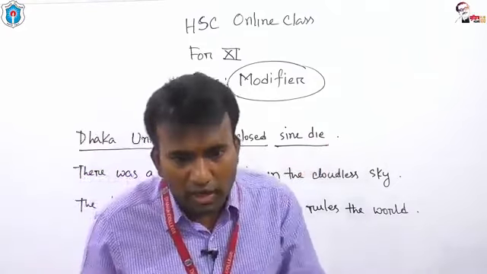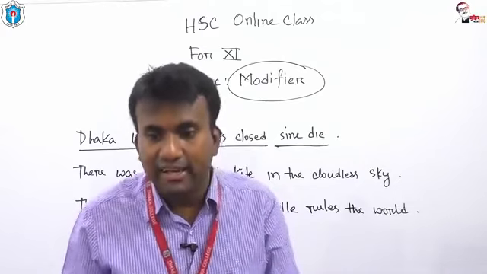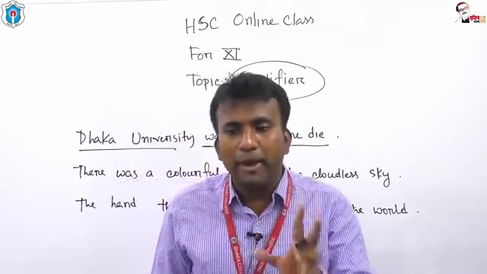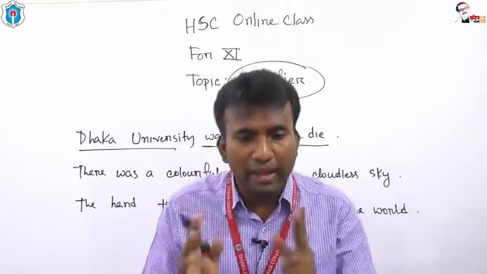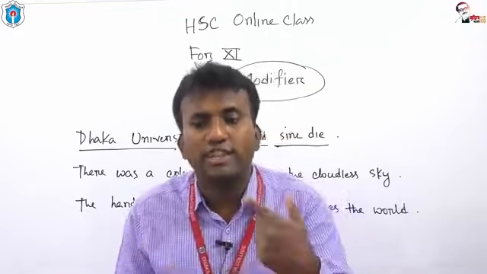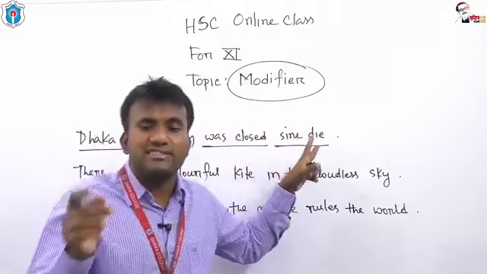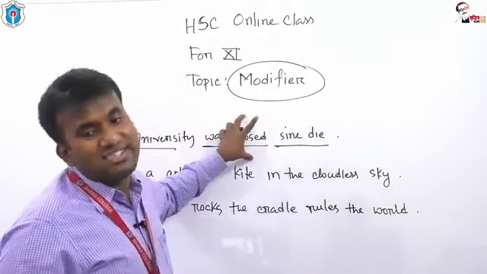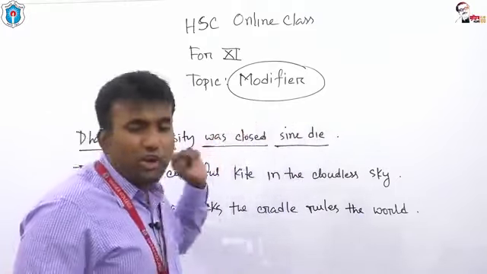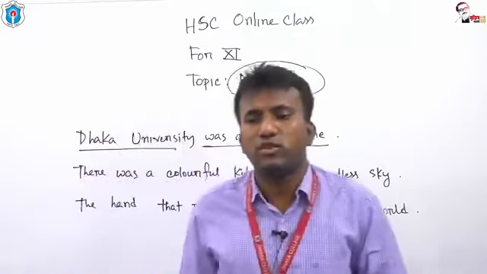Okay, one of my students has asked a question, what is sine die? Sine die is a phrase. The Bengali meaning of sine die is অনির্দিষ্ট কালের জন্য. Dhaka University was closed, sine die. Sine die is such a phrase which influences was closed. Okay, closed is a verb. Now my dear students, try to look at me.